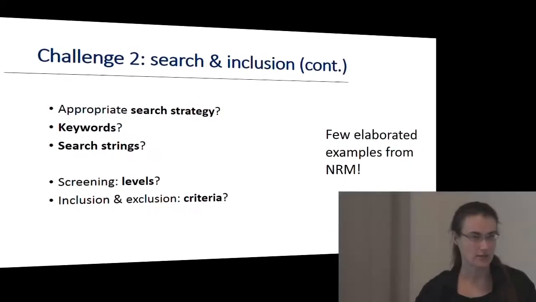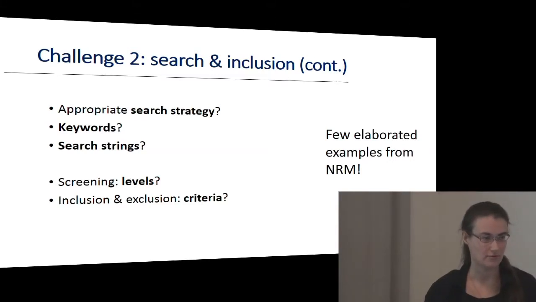And here, I think, was the phase where I struggled, or we struggled, the most, because there are very few really detailed examples from the natural resource management literature. There are examples from other domains, from the health domain, but not so specific from the environmental domain. And even when there are examples of keywords that have been used, there are not many examples that detail out the exact approach, for example at the search string level. What are the exact search strings that have been used? So it's very difficult for a beginner to comprehend and invent a good strategy.